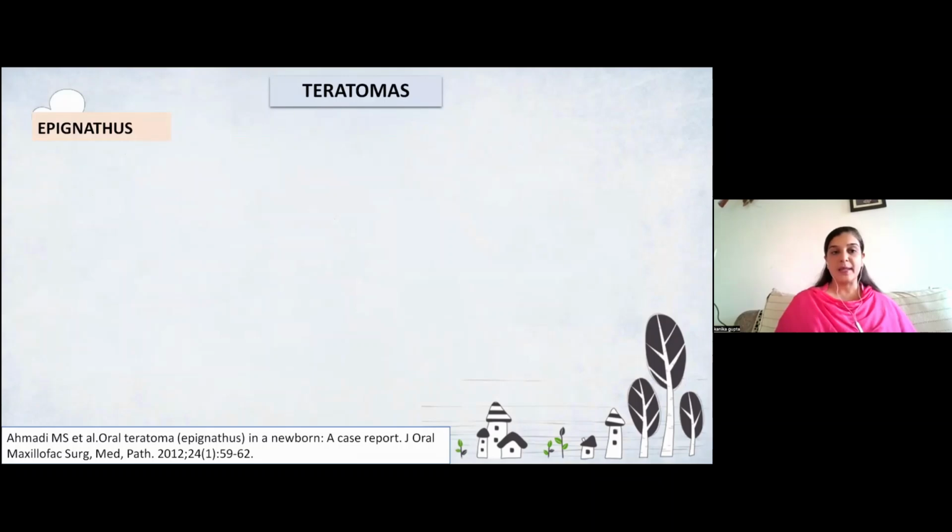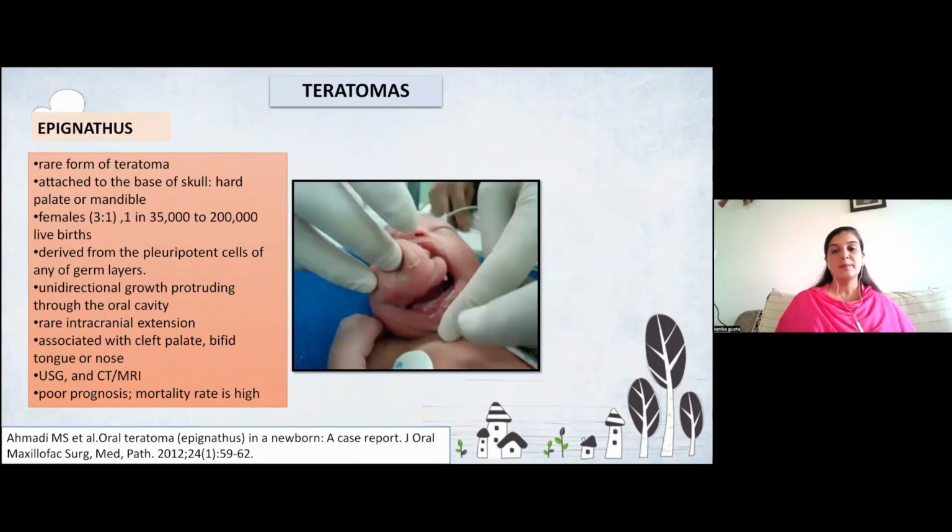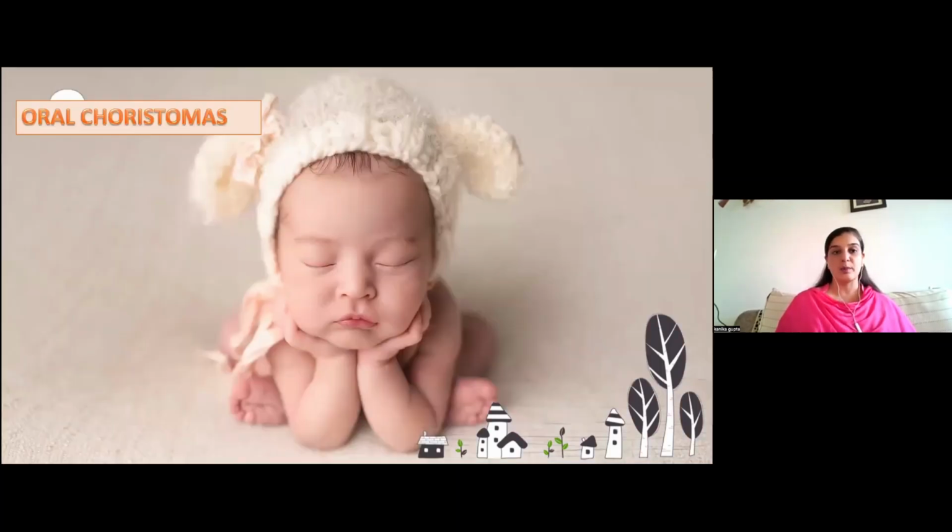Teratomas like the epignathus. This kind of teratoma is rare in origin. It is attached to the base of the skull and extends to the hard palate and the mandible. Female predilection is seen in this kind of teratoma. Teratomas are basically derived from the pluripotent cells of any germ cells. They grow unilaterally. They even show rare intracranial expansion. Commonly, they are associated with cleft palate and bifid tongue or bifid nose. USG, CT, MRI could be the diagnostic investigations. They always have a poor prognosis, so the mortality rate is quite high in these kinds of teratomas.